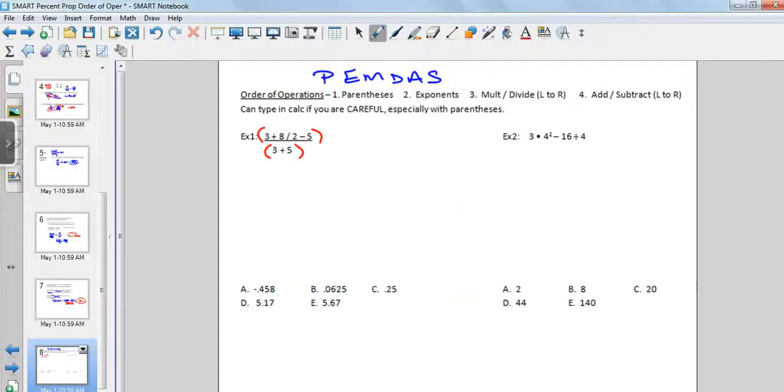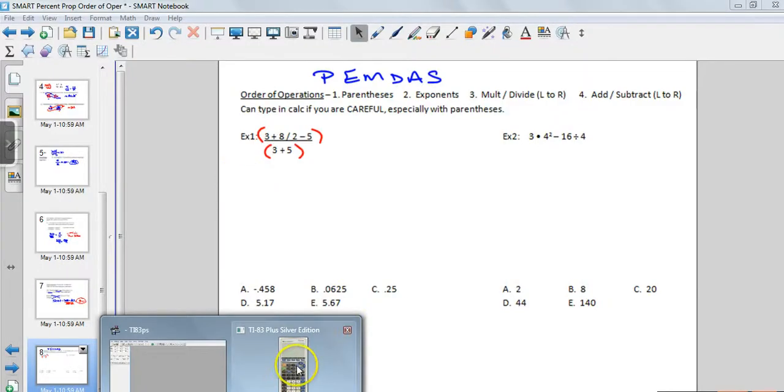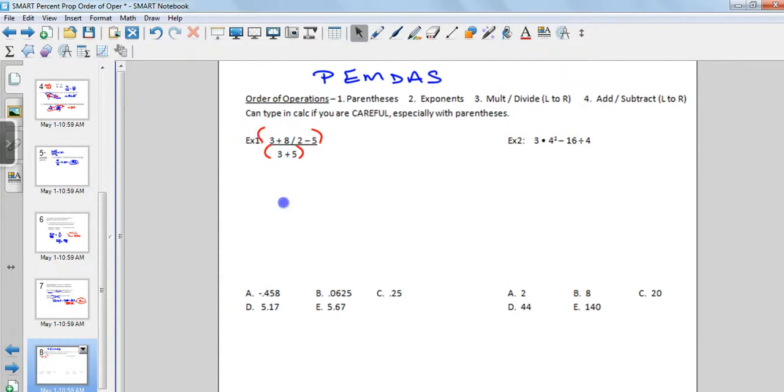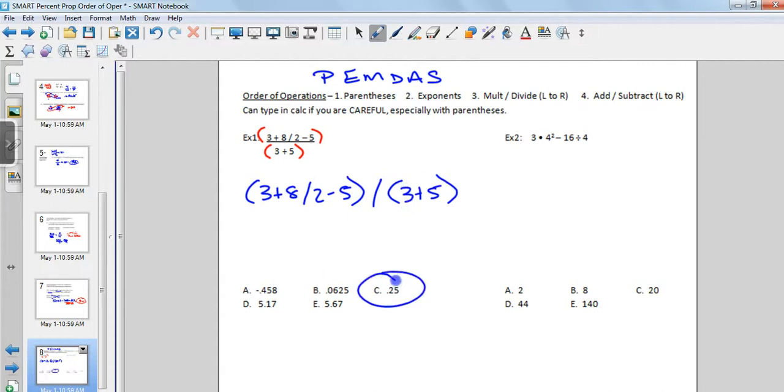like, and I can actually show you on my calculator. Whoops, maybe. No, I can't. It won't stay up. Well, anyways, you're going to type parenthesis, parenthesis, 3 plus 8 divided by 2 minus 5, close parenthesis, division sign, parenthesis, 3 plus 5. And you're going to get the correct answer, which is 0.25, or 1/4 if you turned it to a fraction.